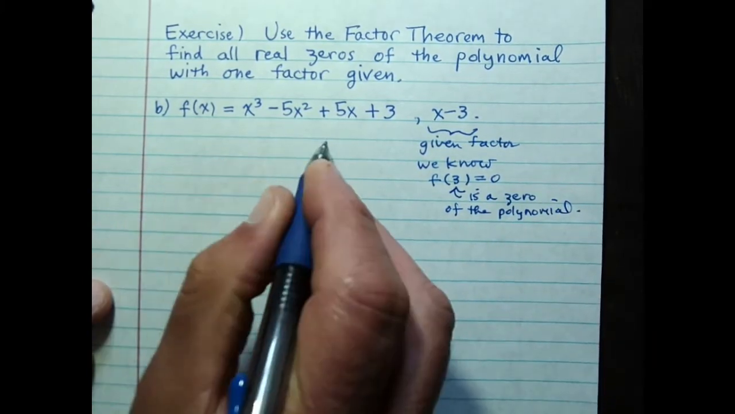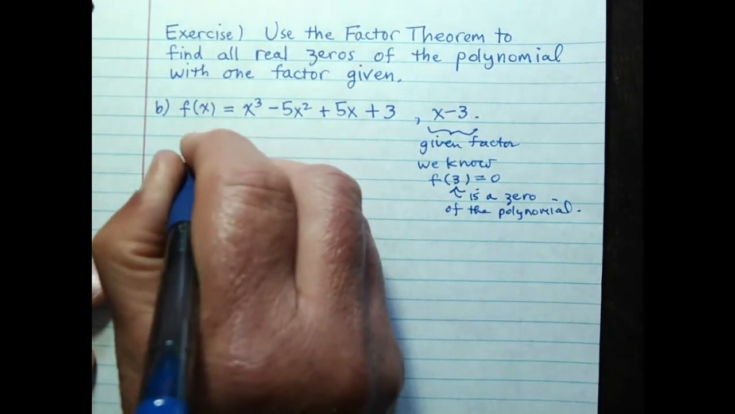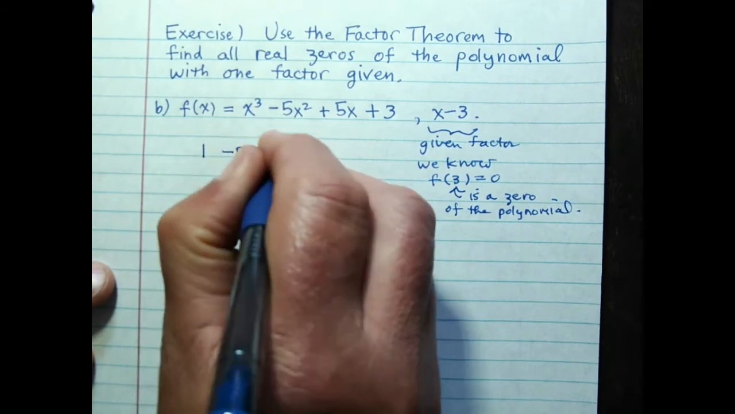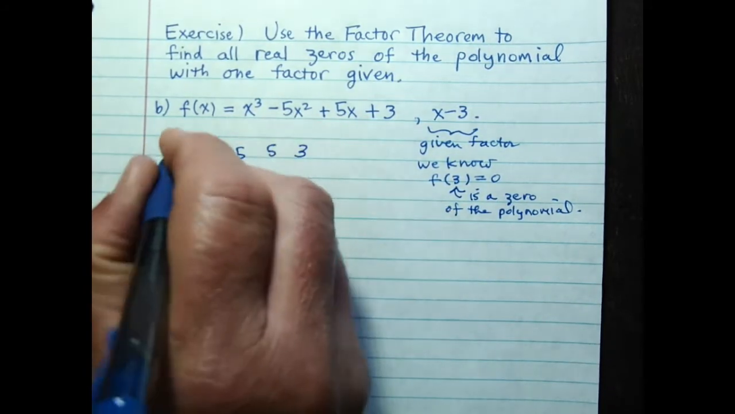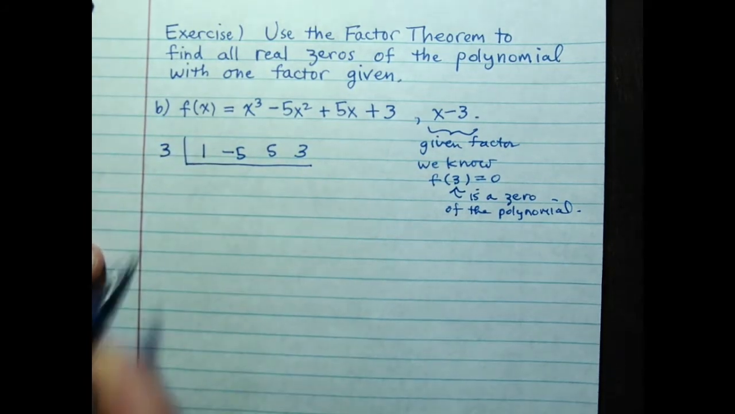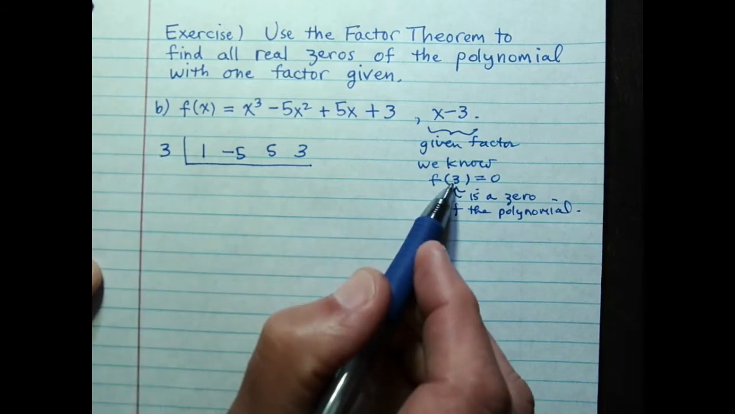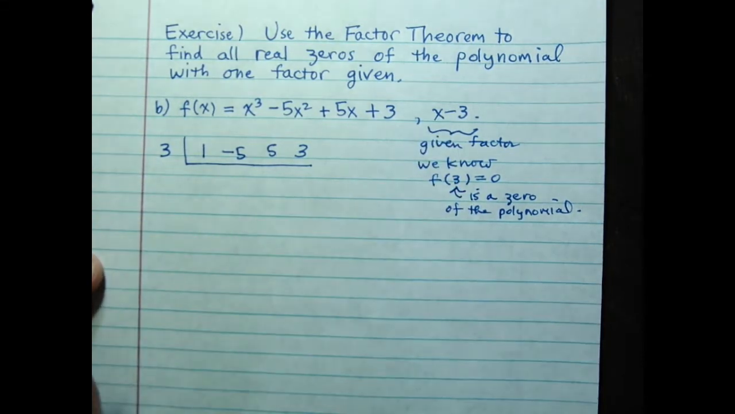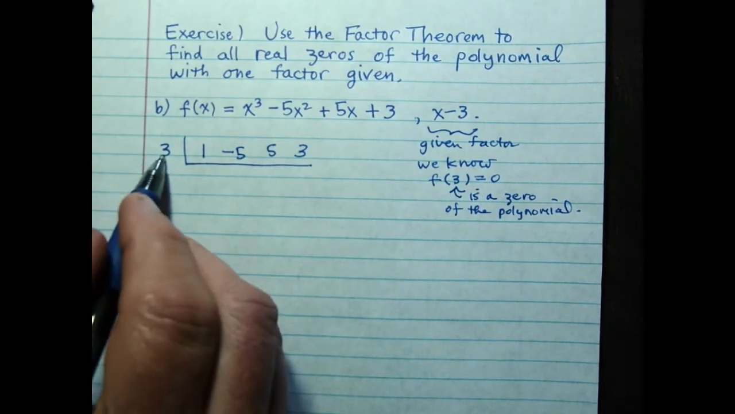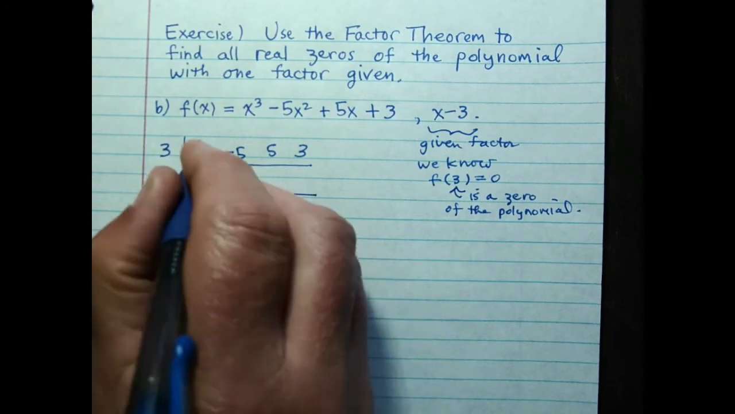So I'm going to apply synthetic division again, and I'll take these coefficients, 1, negative 5, 5, 3. I don't have to write a 0 this time. I'm going to write a positive 3 here, because the sign on this number always matches up the sign there. It's opposite the sign of the factor. This is the number that would make the factor equal to 0. So let's carry out the synthetic division.